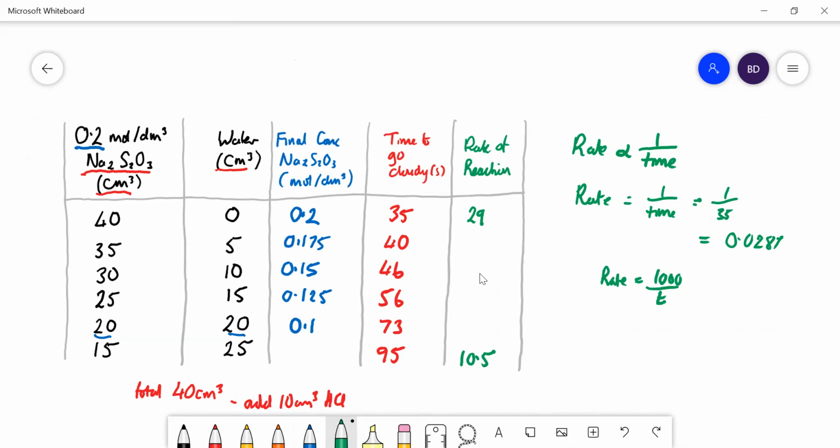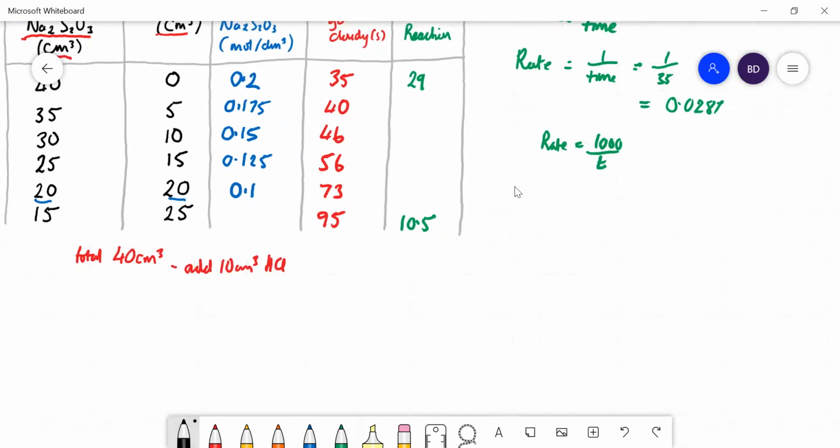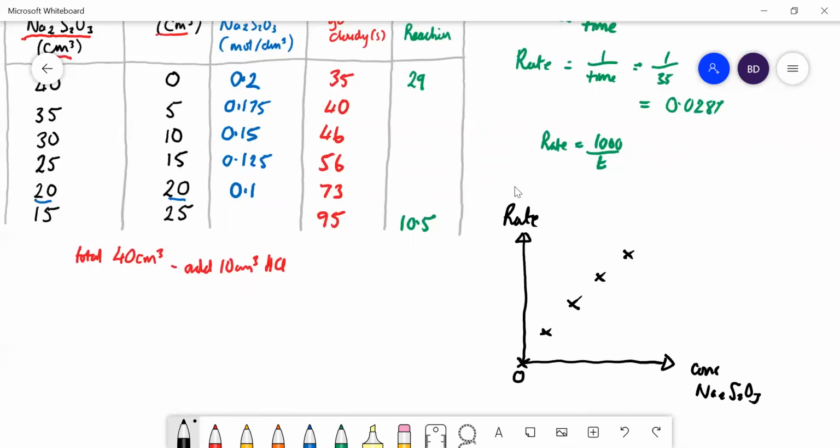And you probably want to plot a graph of the rate of reaction versus the concentration of the thio. And you can plot this line through the origin, 0, because you know the rate of reaction when the concentration of thio is 0 will be 0, and you should end up with a straight line. Okay, so that is the required practical.